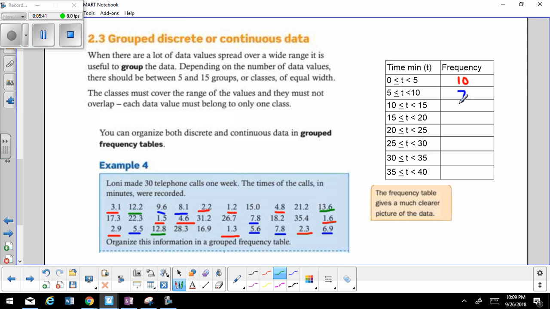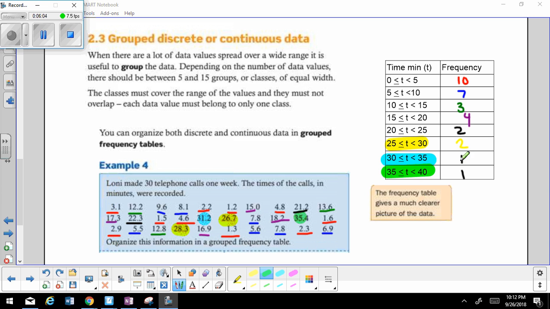In my next group, I have 10 to 15. If y'all accidentally put that there were 4, that's because this 15 right here does not belong to this group. It's not included. Everything up to 14.9 is. 15 is in that next group. In that one I found 4.